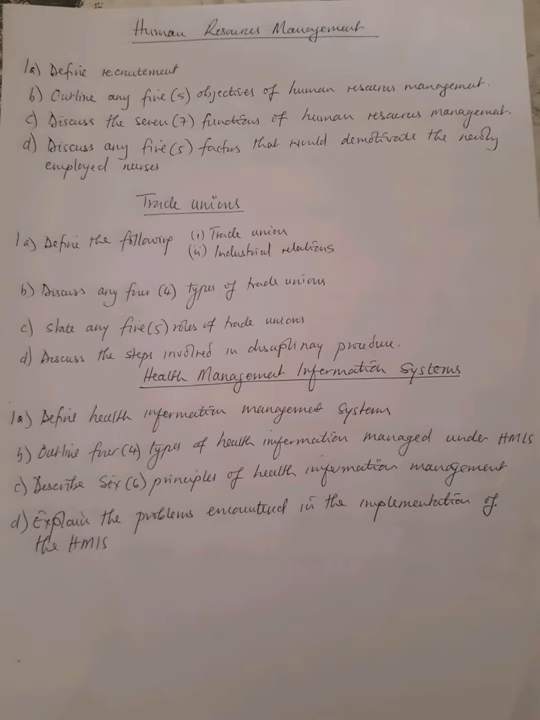Now on part B, outline four types of health information managed under health management information system. Before I move to this part, we need to understand the definition. When you talk about health information management system, we are collecting any information which is related to health. For example, when you record the temperature and write it on the patient's chart, that is part of the health management information system, and that information is stored.